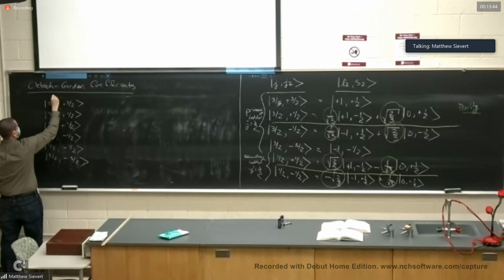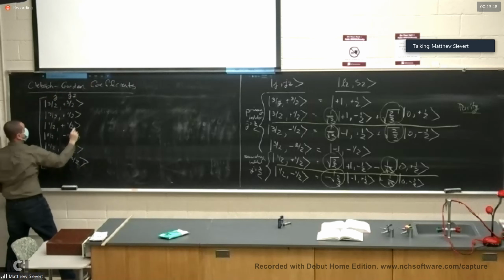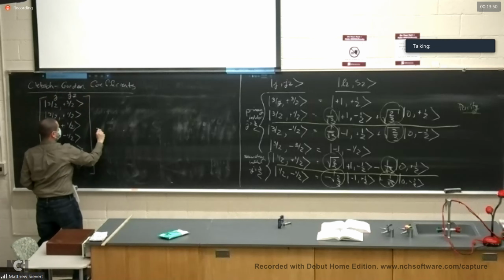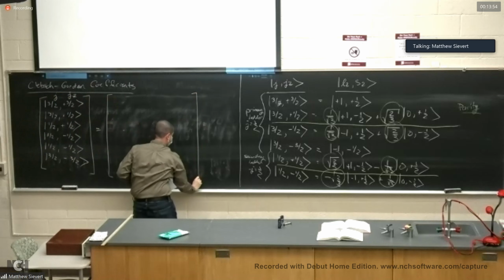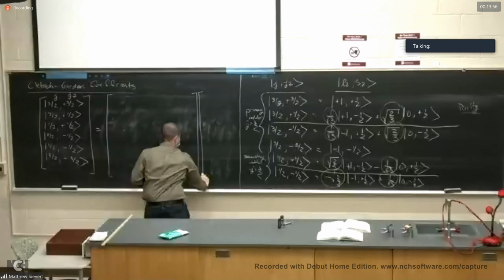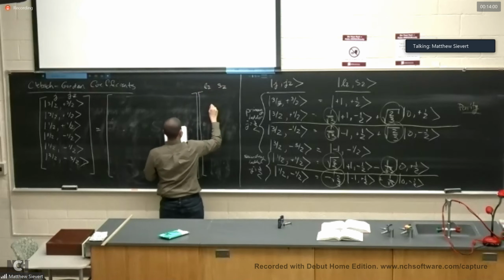Right, so these are my JZ states. And I can write these as a giant matrix made out of the LZ SZ states.